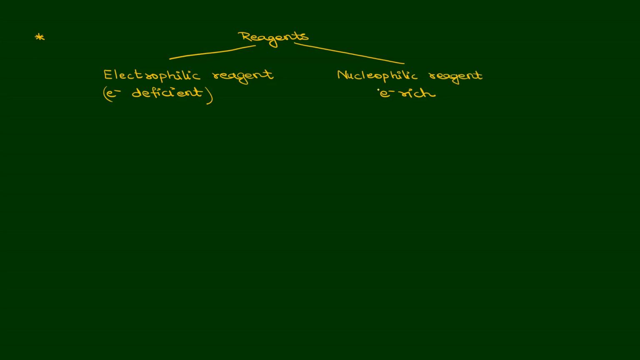So reagents in organic chemistry are divided into two categories. One is garib reagent, other is amide reagent. Garib is electrophilic reagent because it's electron deficient, hence electron loving, and the amide is electron rich or electron hating or nucleus loving reagent, hence we call it nucleophilic reagent.